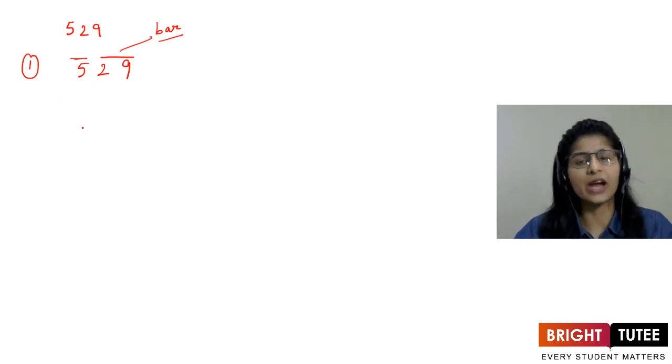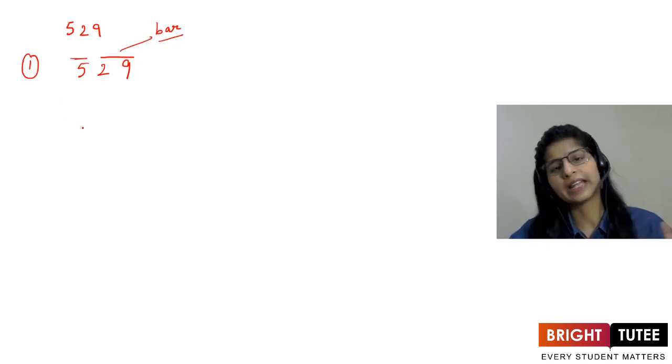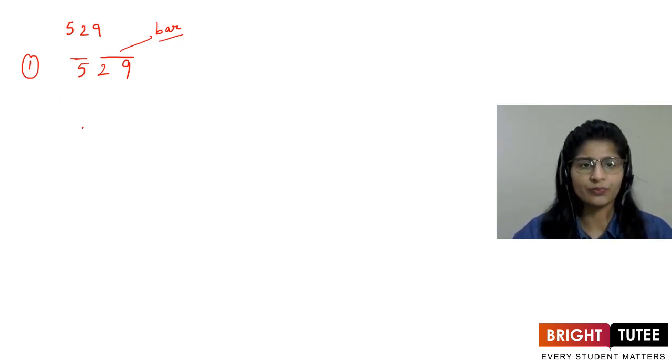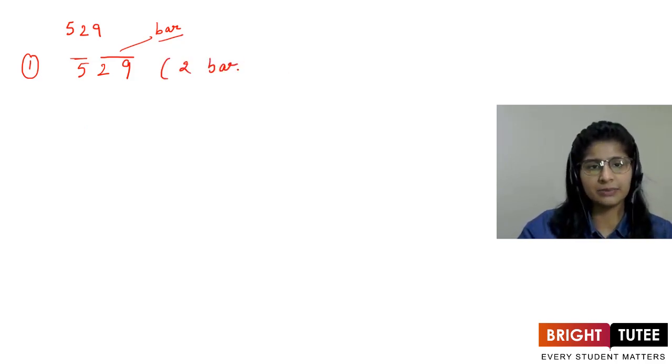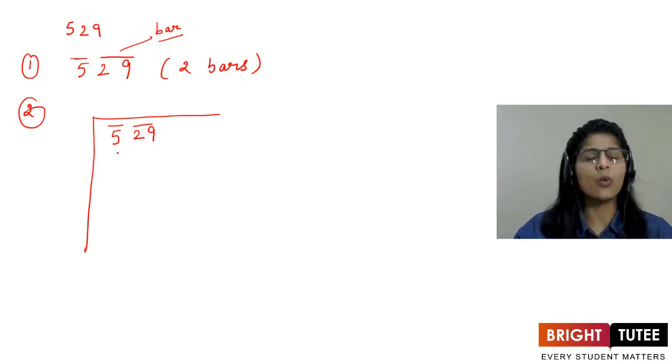Is that clear? So we have formed pairs, and whatever digit is left in the leftmost place will remain single, but there will be a bar on it also. So how many bars do we have? 2 bars. Keep this in mind. The second step: we will make the division symbol like this. We will write 5 under a bar and then 29 under a bar. Clear?